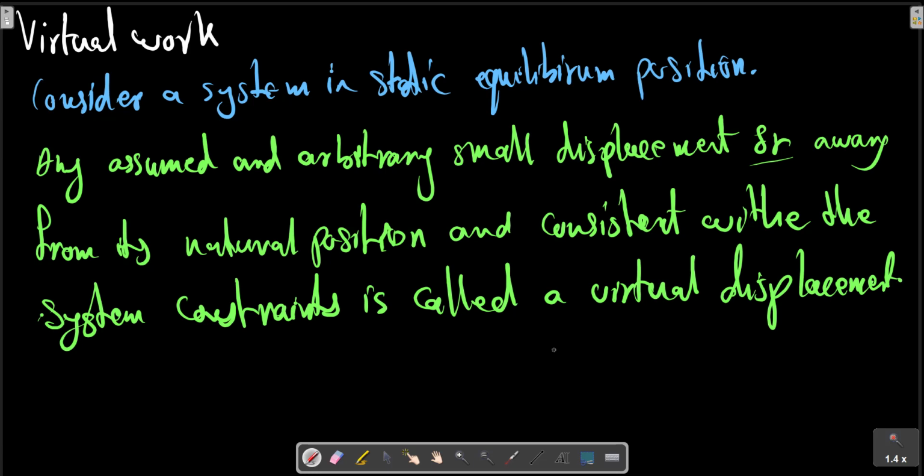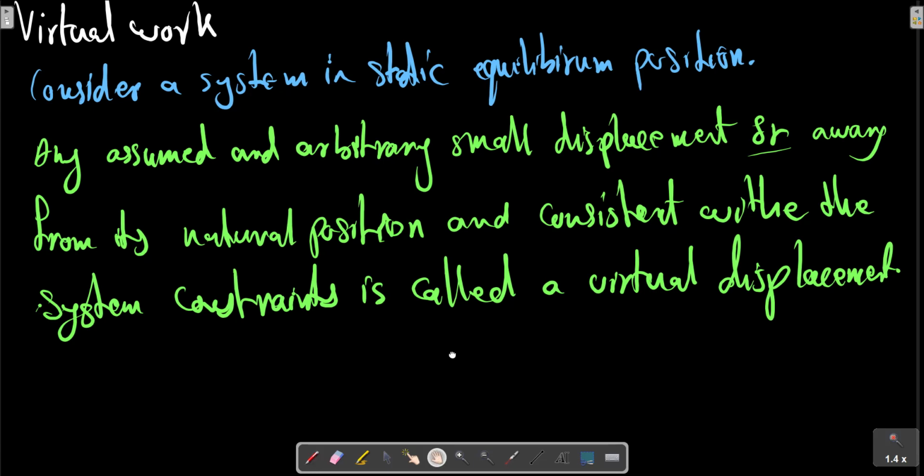The term virtual is used to indicate that displacement does not really exist, but only is assumed to exist so that we may compare various possible equilibrium positions to determine the correct one. The work done by any force F acting on the particle during the virtual displacement is called the virtual work.